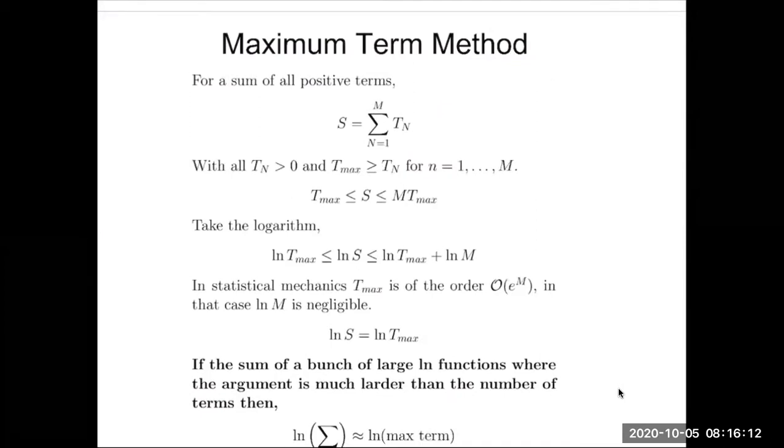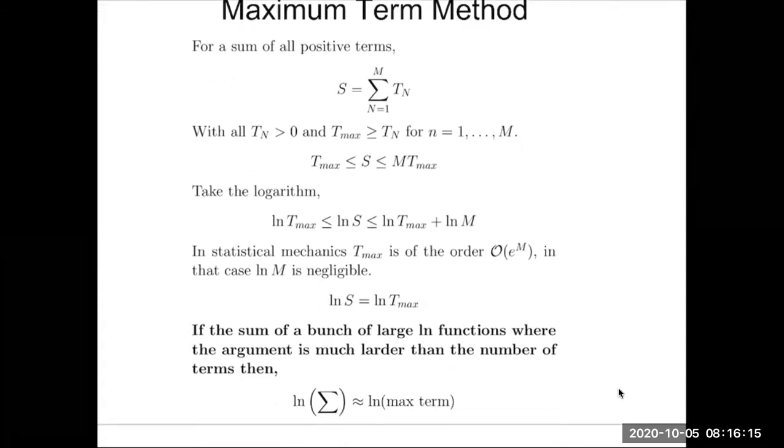The maximum term method is a fairly simple statement that if you have a sum of all terms that are positive, right, Tn is positive, and there are m terms, then the sum has to be distributed between the maximum term or m times the maximum term, right? There are m terms, the maximum is T max. So if they were all equal to T max, then the sum would be m times T max. If all the other ones were 0 and only T max, then the sum would be T max.